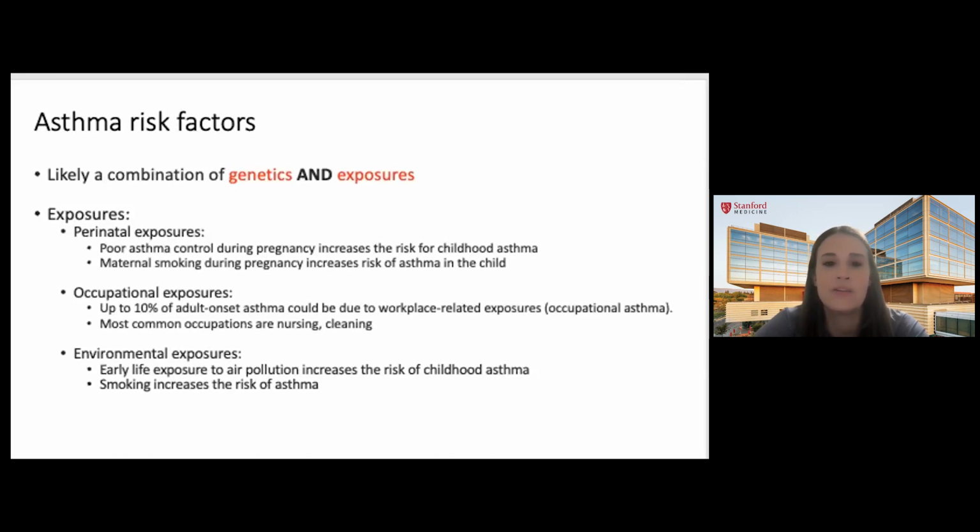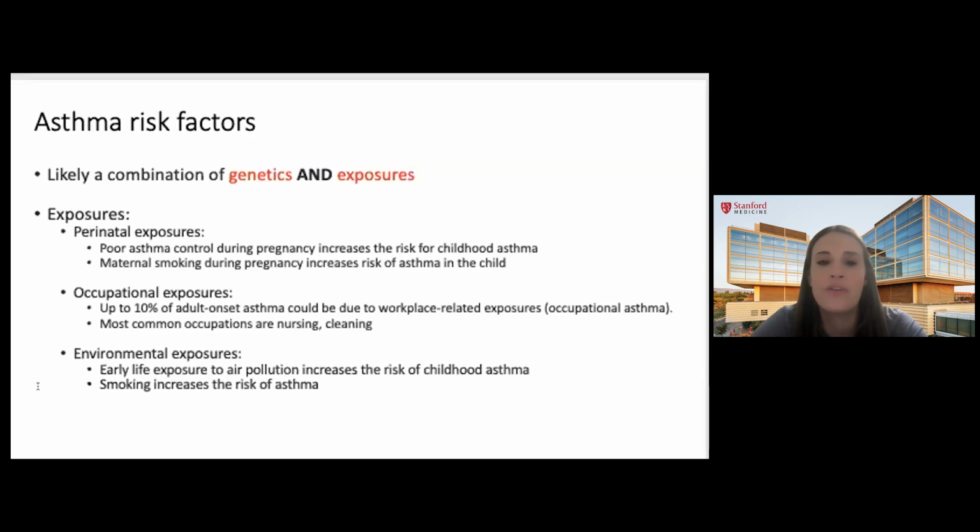In addition, there are important contributions from occupational exposures. Probably about 10% of asthma is due to workplace-related exposures, and this represents a specific type of asthma called occupational asthma. The most common occupations associated with occupational onset asthma tend to be things like nursing or cleaning, where you have a lot of different exposures.